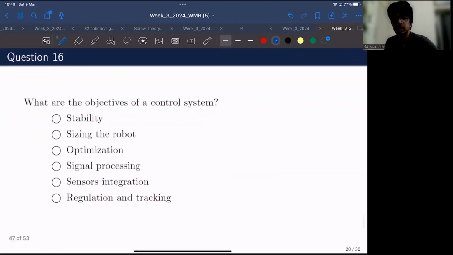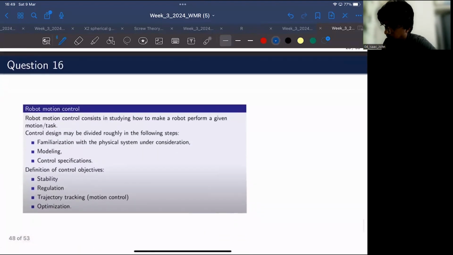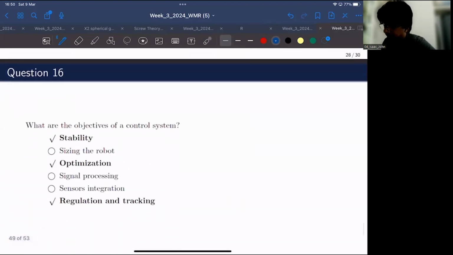Okay, so question 6. What are the objectives of control systems? We have seen the primary objective being stability, but now it's asking all the objectives. Stability is one of them. Optimization is one of them. Regulation and tracking are also control objectives. So A, C, and F are the correct answers. If you want, you can recall this: stability, regulation, trajectory tracking, and optimization. So the correct answers are indeed A, C, and F.